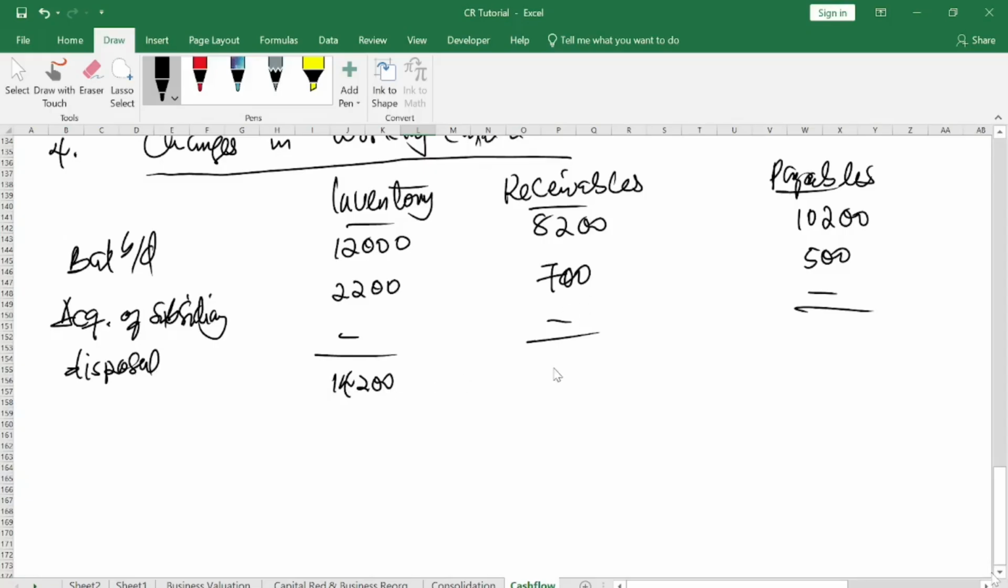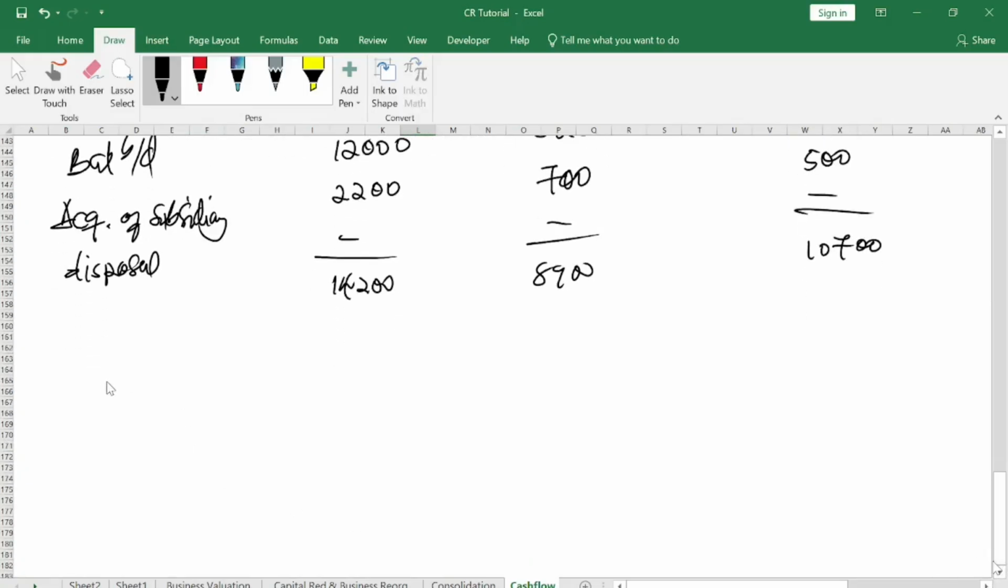This one is how much? This one will give you 8,900. Okay. So the last one is how much? 10,700. All right. Now, when you are done, then you check it out.